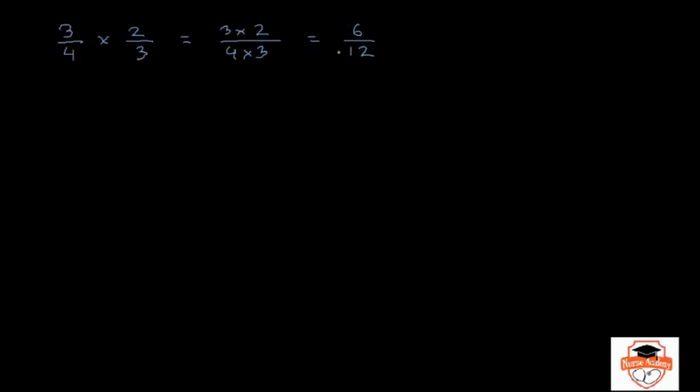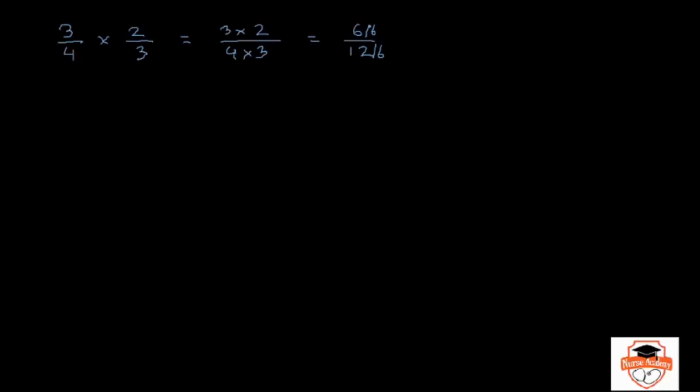But hey, hang on. Look at this fraction, 6/12. That can be simplified. You can divide 6 and 12 by 2, by 3, or even by 6. We are going to go with the GCF. That is 6. We are going to divide 6 by 6 and 12 by 6.